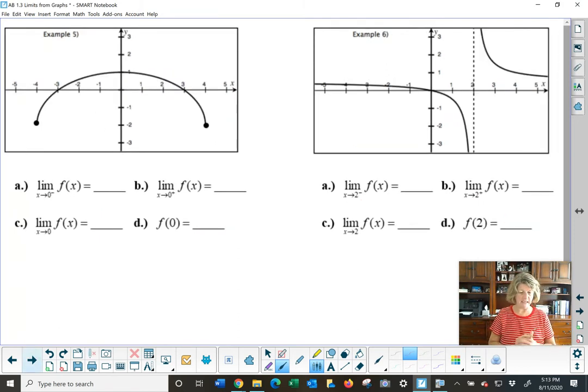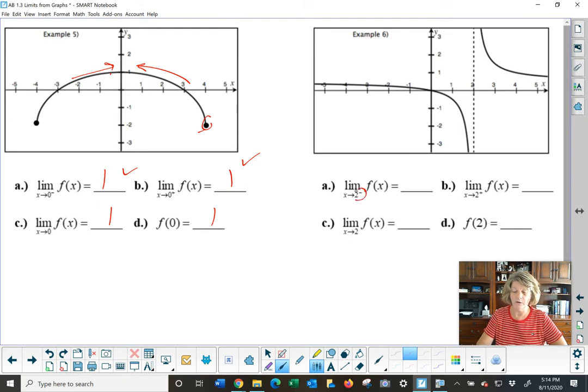Examples 5 and 6. Approaching 0 from the left is 1. Approaching 0 from the right is also 1. As we approach 0, since the left and the right agree, the limit as we approach 0 is 1. F of 0 is also 1. Now I know there's not an obvious dot, but the line is shaded when I have x equals 0, so (0, 1) is my location. All right. Example 6 looks a little interesting, doesn't it?